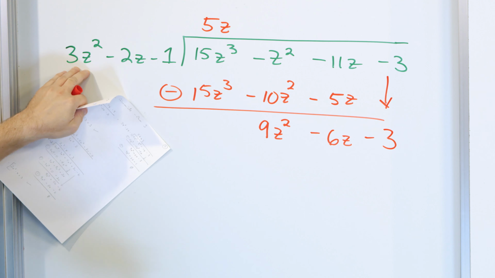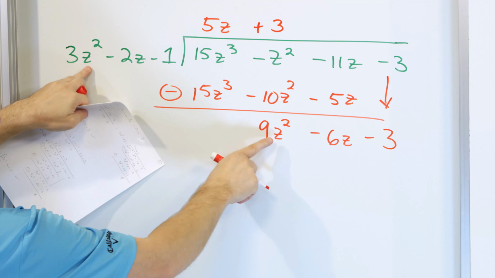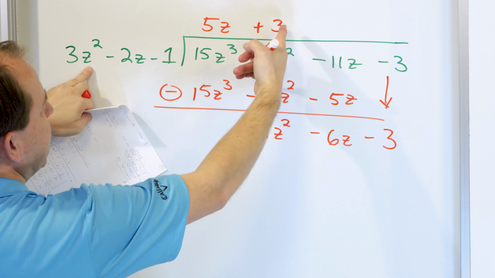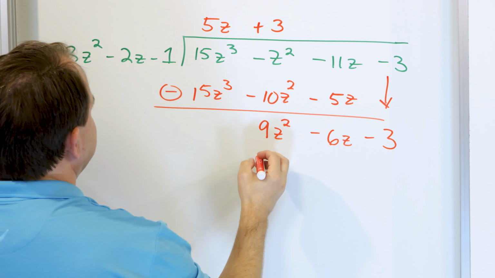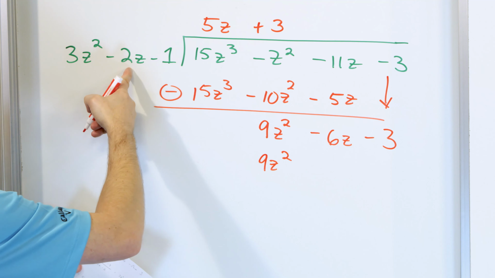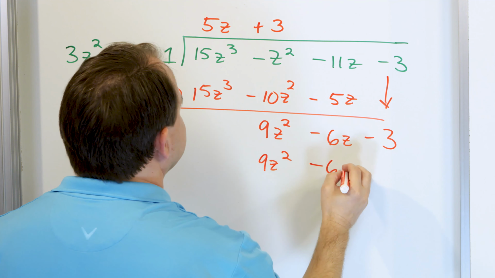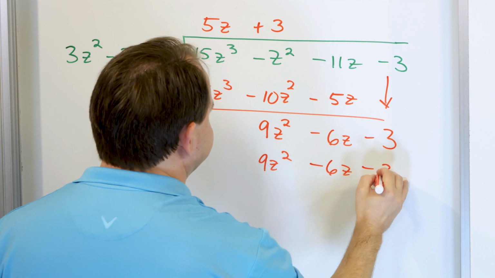Then we look again at the first terms. 3 times 3 is 9, so we have to have a 3. Z squared times 1 is z squared, so I don't need to put anything there. Now I can do my multiplication back. 3 times the 3z squared is 9z squared. 3 times the negative 2z is negative 6z. And 3 times the negative 1 is negative 3.